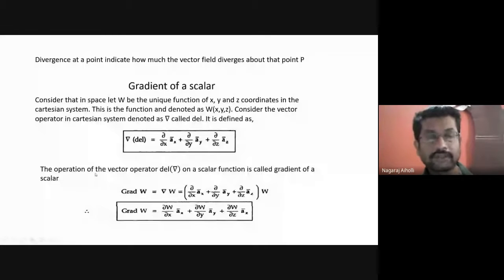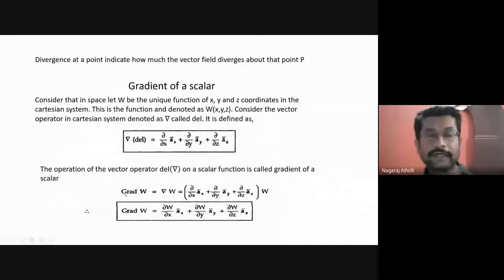Now the operation of the vector operator del on the scalar function W. If I perform the del operation, that is ∂/∂x of ax bar plus ∂/∂y of ay bar plus ∂/∂z of az bar, on the scalar function W, then that will give me the gradient of W. If I operate the vector operator on a scalar function, I will get what is called the gradient of this scalar function.